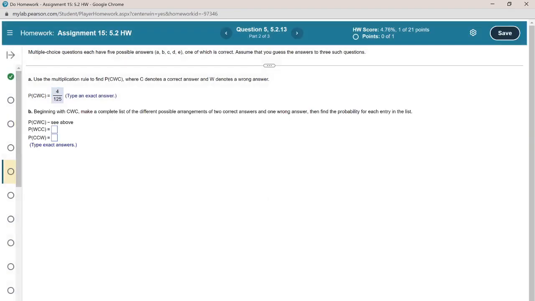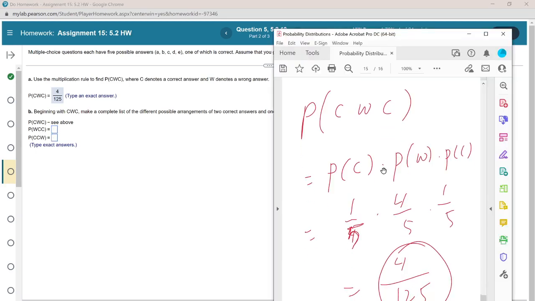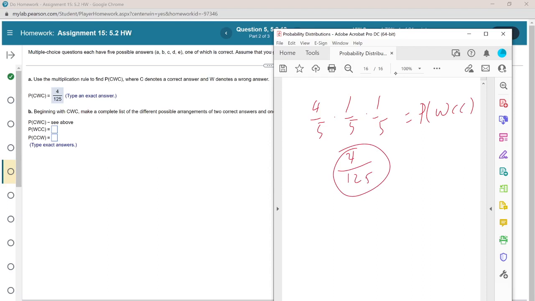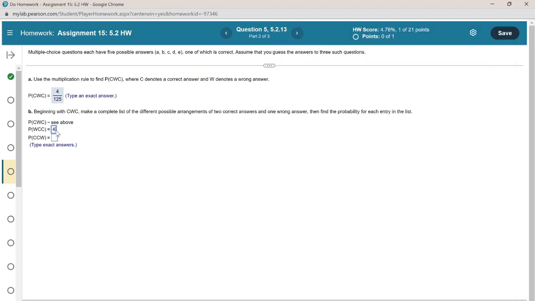The second question: what is the probability of getting wrong, correct, correct? By doing the very same idea, you just have to multiply. There are 2 correct, so it should be wrong is 4/5, correct is 1/5 times 1/5. So that's the probability of wrong, correct, correct. If you multiply this, it's 4 over 125. And similarly, the last one is again the same. There are 2 correct and then 1 wrong, so it's 4 out of 125.